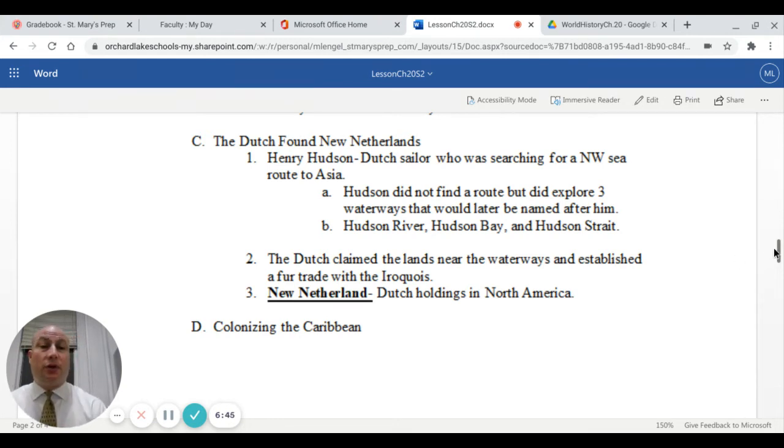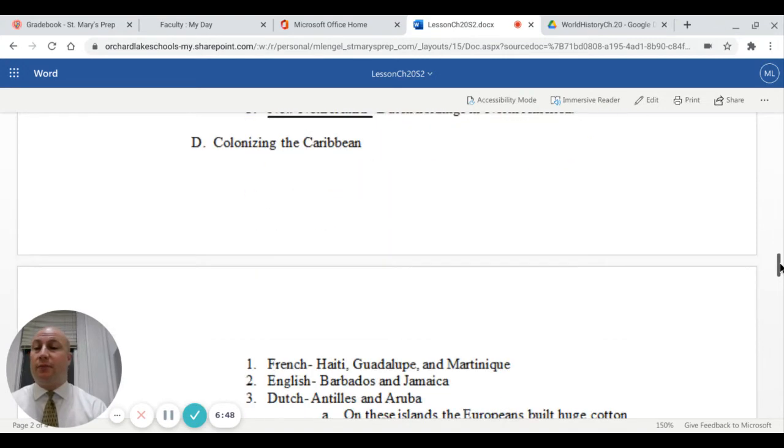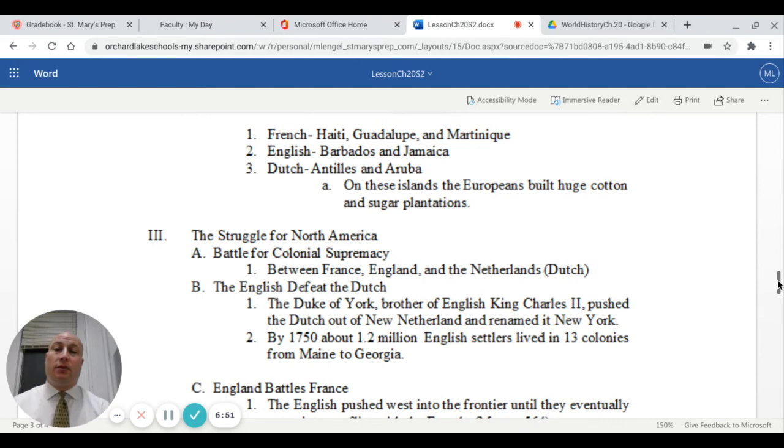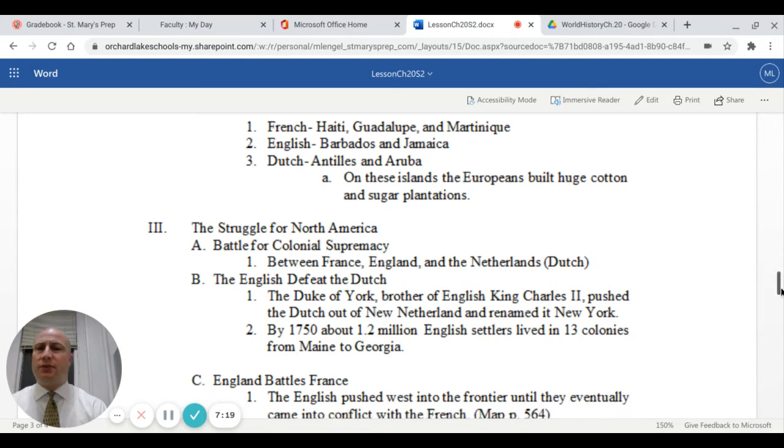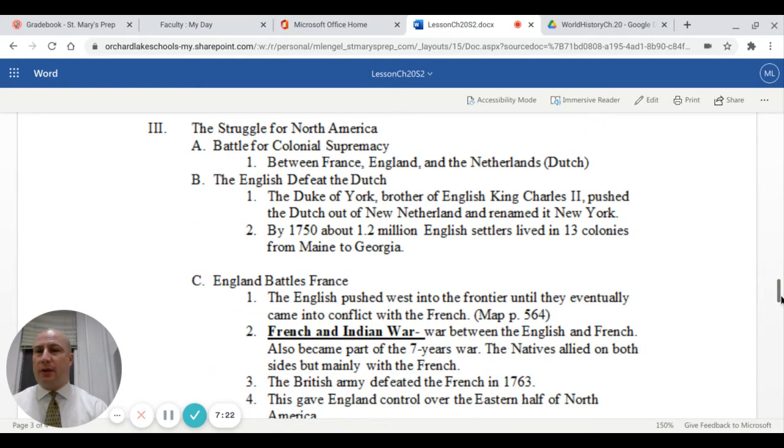And we'd also like to talk about the Caribbean. These groups also competed for land in the Caribbean. For example, the French created colonies in Haiti, Guadeloupe, and Martinique. The English had Barbados and Jamaica, and the Dutch had the Greater and Lesser Antilles and the island of Aruba. Now, on these islands, these European groups would build large cotton and sugar plantations in which they would use local natives as slave labor and then eventually African slaves as well. This led to a rivalry, a competition between these several groups, and led to wars and battles for colonial supremacy between France, England, and of course the Dutch Netherlands.